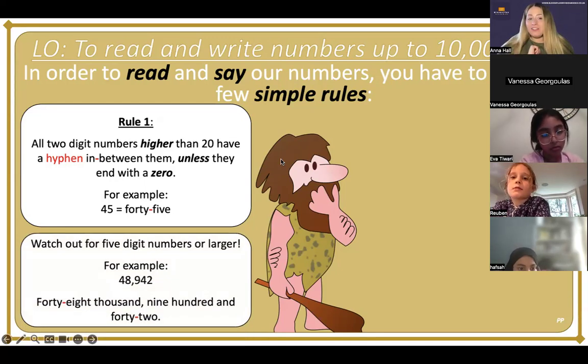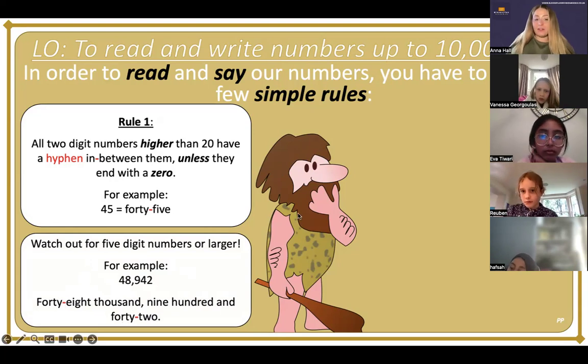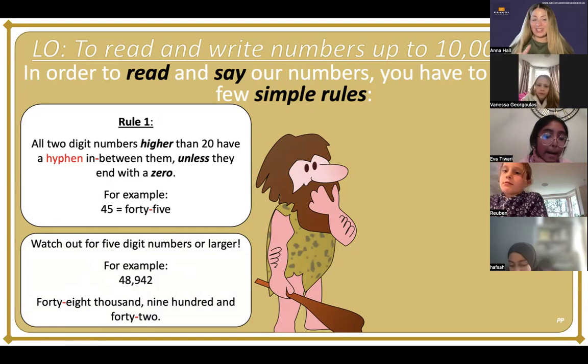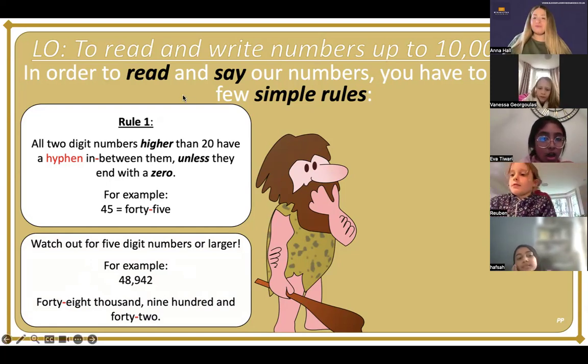Watch out for 5-digit numbers or larger. For example, 48,942. Okay, you have 2 words in there that need the hyphen. We have 48 and 42. Okay, so you can see an example there, and we'll see a few more as we go through the PowerPoint.